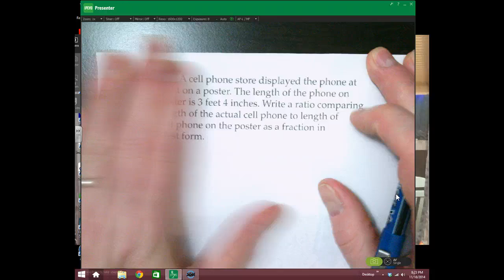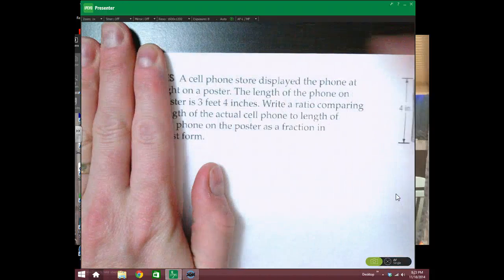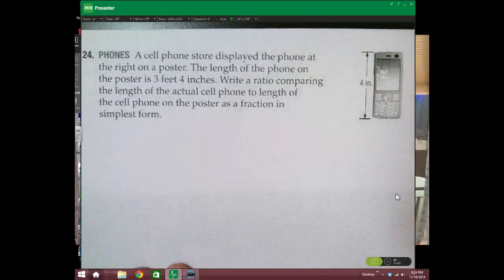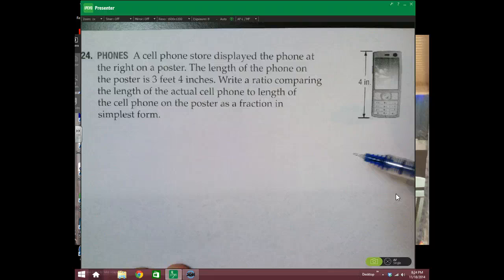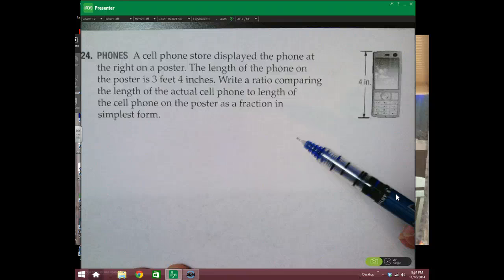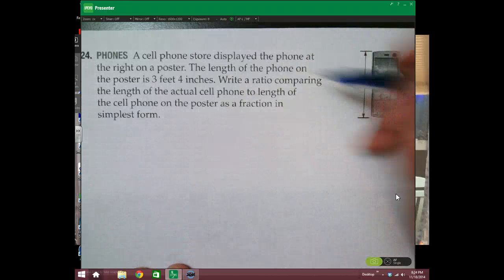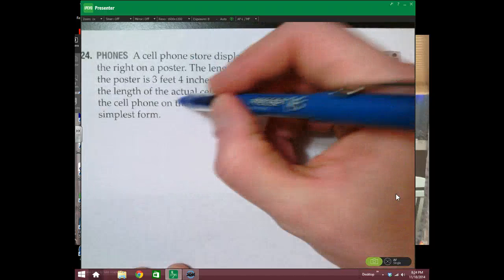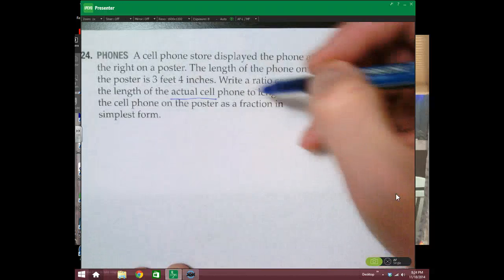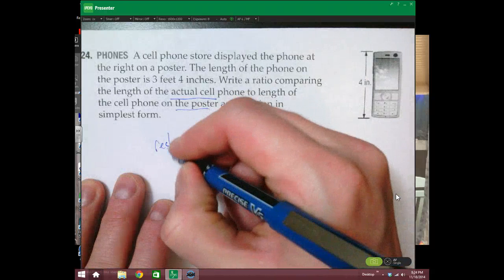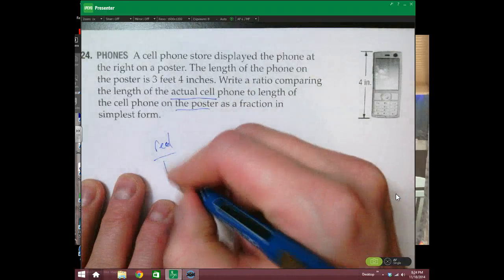Phones. So a cell phone store displayed the phone at the right on a poster. And this is 24 from the textbook. The length of the phone on the poster is 3 feet 4 inches. Write a ratio comparing the length of the actual phone to the length of the cell phone on the poster as a fraction in simplest form. So the first thing we have to sort out here is what they're wanting us to do, and that is to write a ratio comparing the length of the actual phone to this poster. So it's real over poster, when it's a fraction.